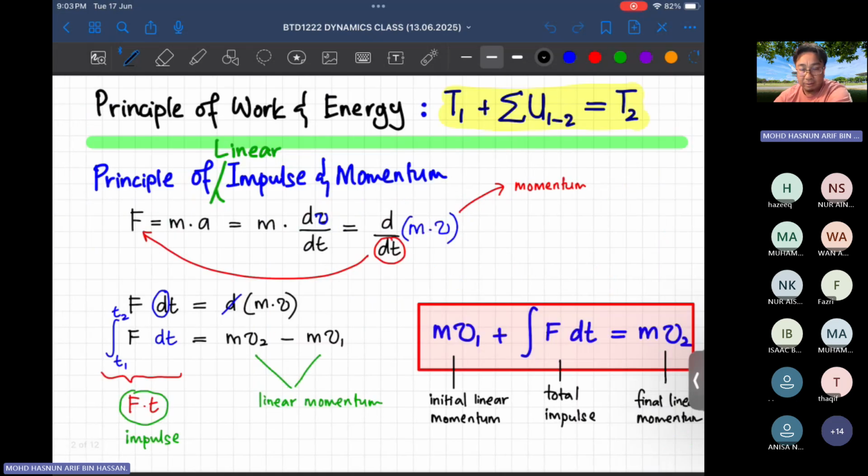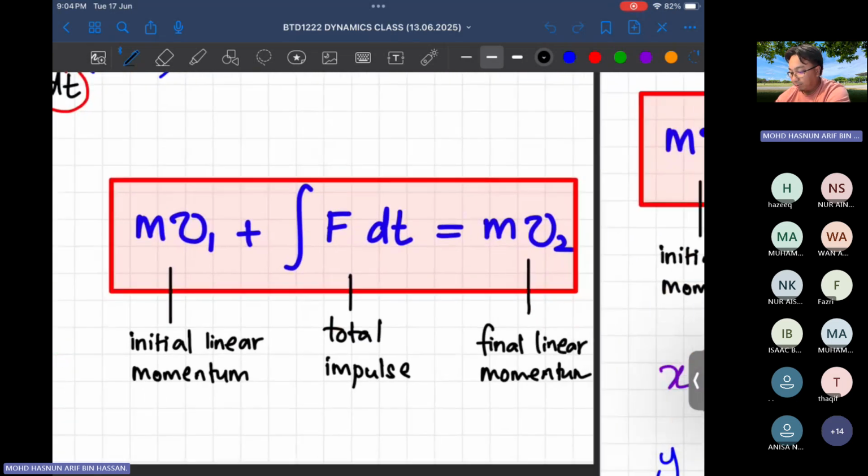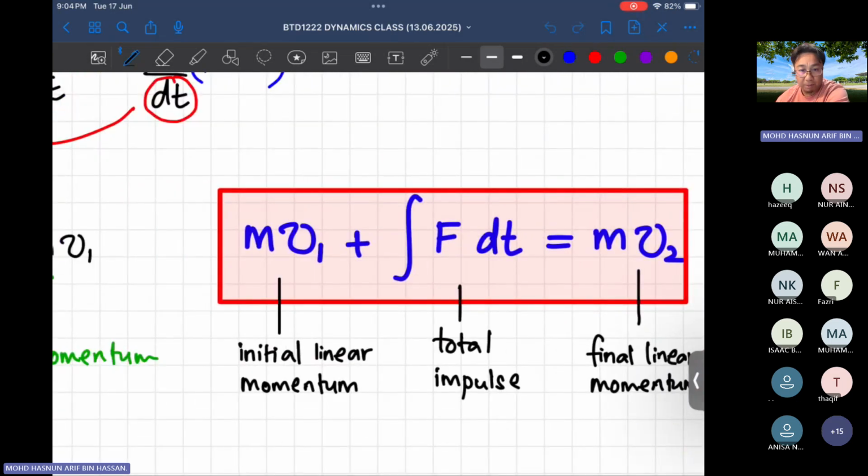In work and energy, we have the principle of work and energy, which is T1 plus total U equals T2: initial kinetic energy plus total work done equals final kinetic energy. For impulse and momentum, we have a similar principle, called the principle of impulse and momentum, which is given by this: initial momentum plus the total impulse is equal to the final momentum.